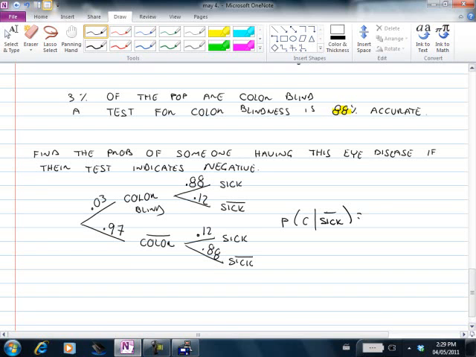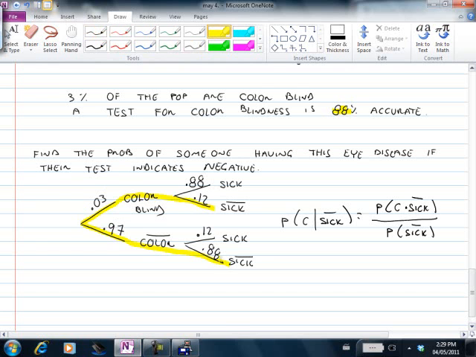So guys, first key. Expand this out. P, C. This is why you need to know the formula. P, C, and not sick over P, not sick. I just use the formula. There's two pathways where you're not sick. You're colorblind and you're not sick, or you're not colorblind and you're not sick.